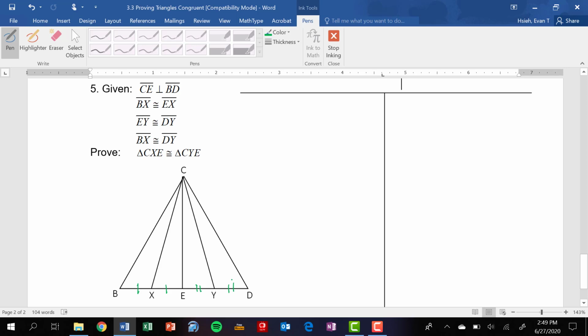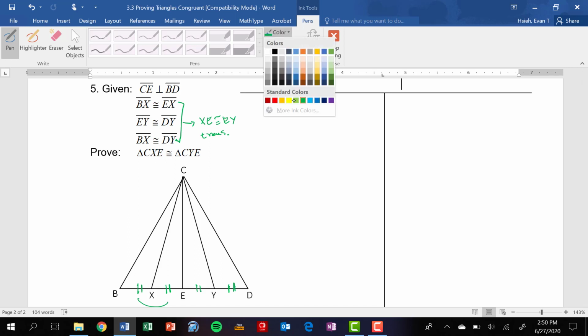And I also know that BX is congruent to DY. So that means that these two are actually congruent to each other. And I knew that these two were originally congruent to each other, so all of them must be congruent to each other. And so when you are doing something like this, and you end up concluding that, for example, XE is going to be congruent to EY, that is all by the transitive property, and I'll show you how to set that up in a proof.